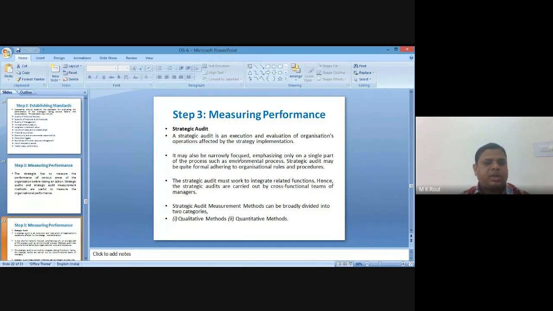Point number three, the strategy audit must work with integrated related functions, and strategy audits are carried out by a cross-functional team of managers. That means there is no particular barrier between departments, inter-department, as well as sub-department. So whenever you implement strategy planning, it should be in such a way that the cross-functional team of managers can be in direct contact with the auditors. The next point is that strategy audit measurement may be broadly divided into two types: the qualitative method and the quantitative method.